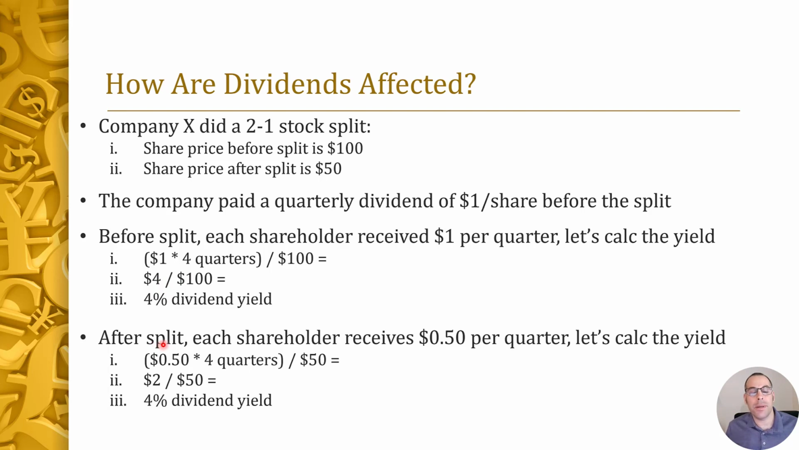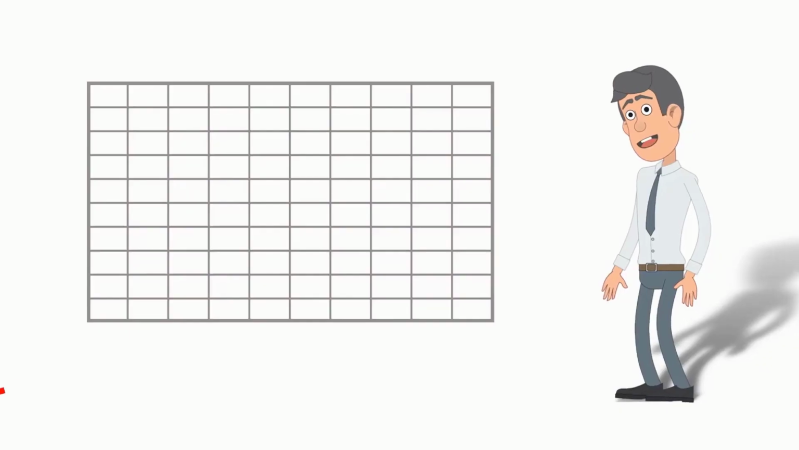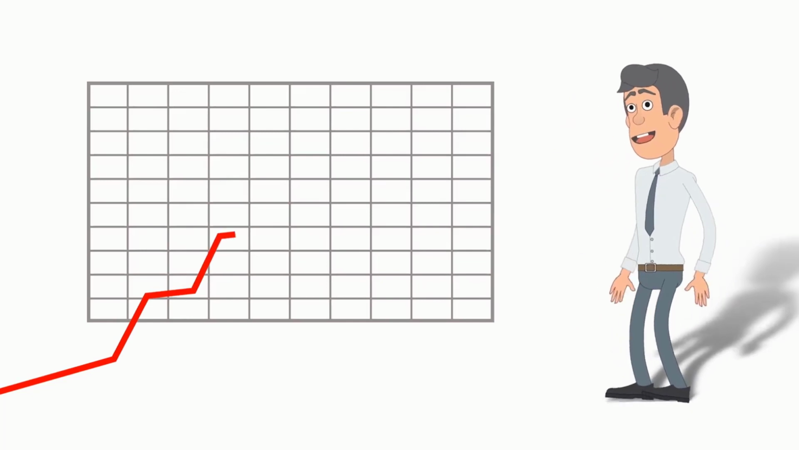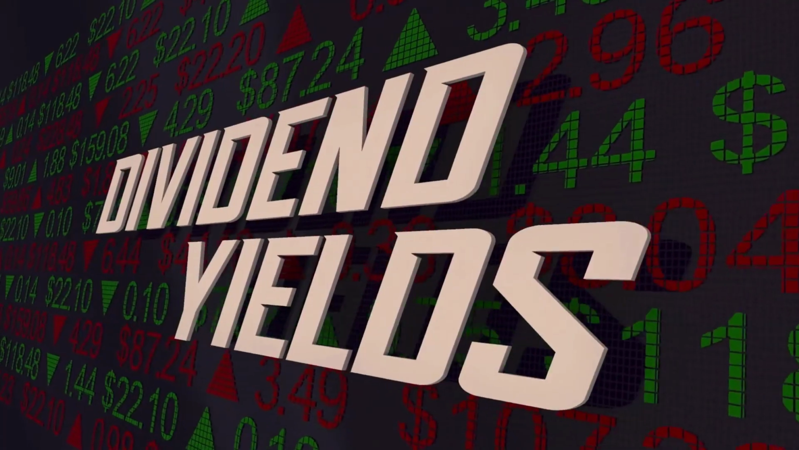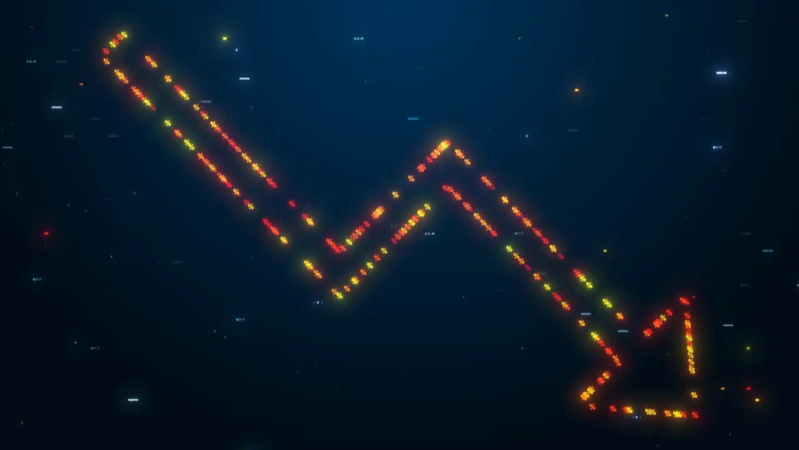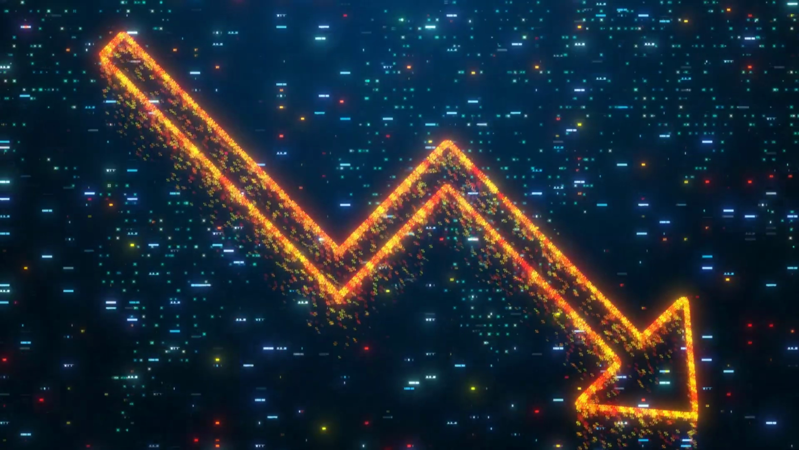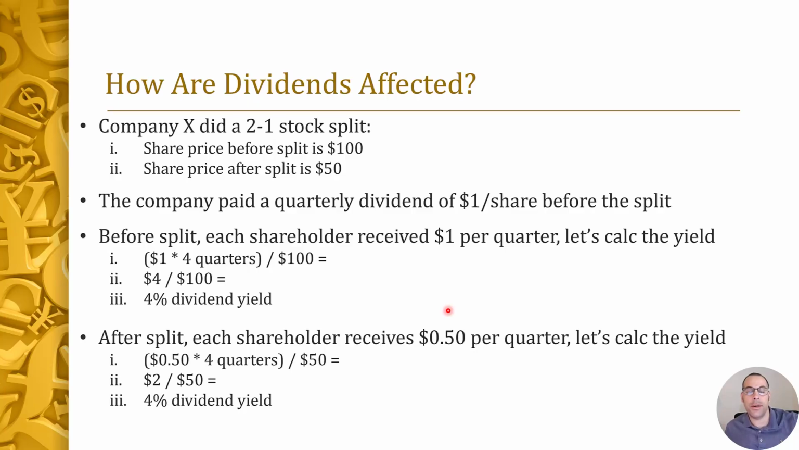After the stock split, each shareholder will receive 50 cents a share. So 50 cents times 4 quarters over $50. $2 over $50. The yield is still 4%. So the dividend isn't affected with a stock split. A company can raise or cut their dividend at any time. And if the stock price goes up a lot for some reason after the split, then the dividend yield would decrease. Or if the stock price went down a lot after the split, the dividend yield would increase.